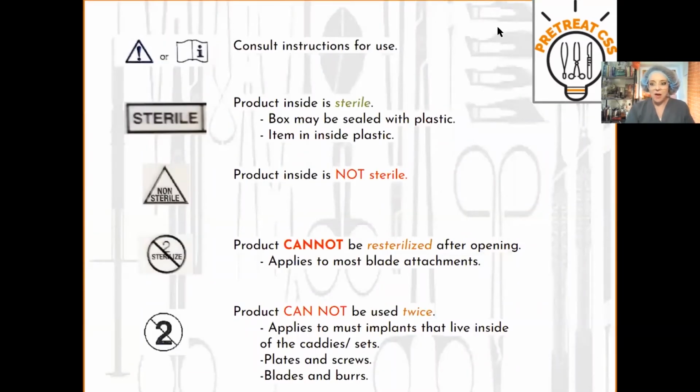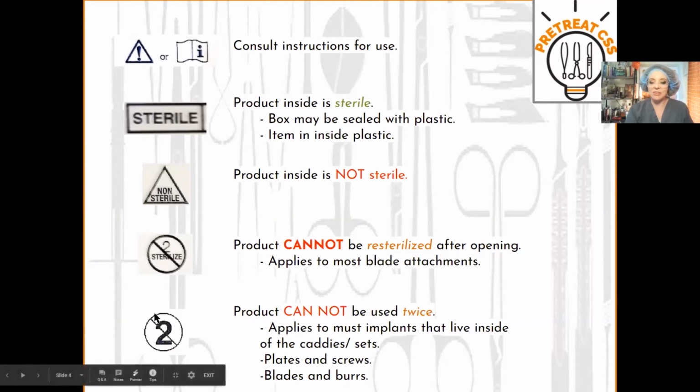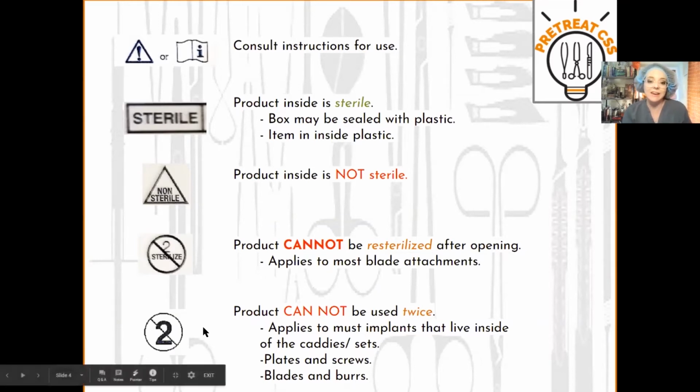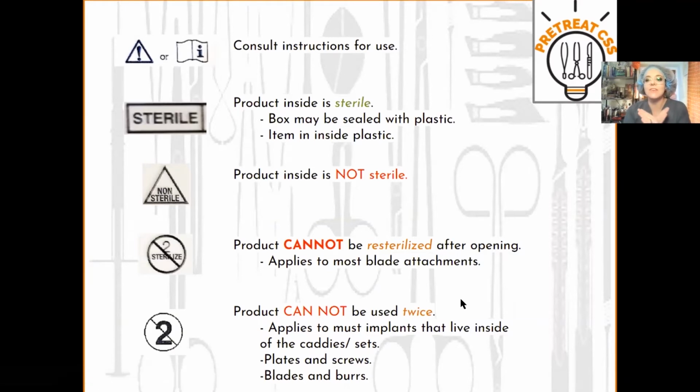All right, so I immediately want to pull you guys right down here to this 2 with the sterilize in it, and then this 2 with a line through it. The 2 with sterilize means that the product cannot be re-sterilized after opening. It applies to a lot of blade attachments or burrs, whereas the 2 with a line in it means the product cannot be used twice, which applies to a lot of implants, plates, screws, and sometimes blades and burrs. They mean different things. So make sure you're checked in and really paying attention to them when you're interpreting them.